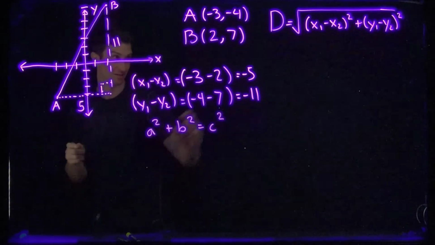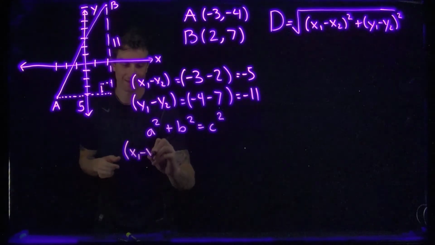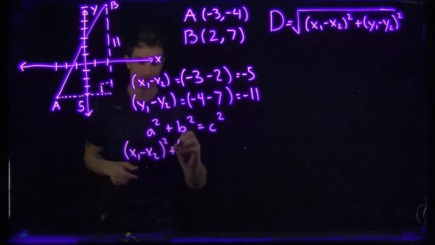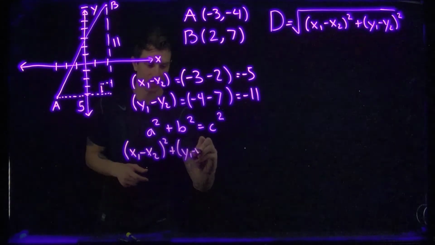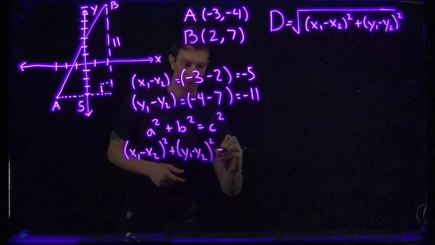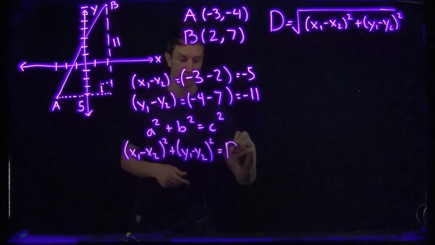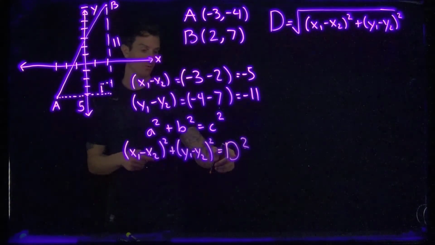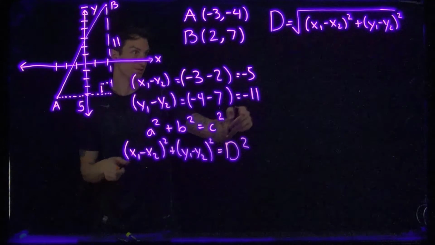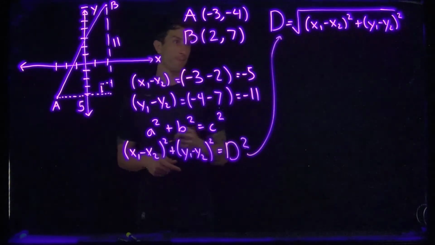So again, I'm just going to line everything up so you can see it, right? This is x1 minus x2 squared, that's what ends up being a squared, plus y1 minus y2 squared. This is what ends up being b squared, is equal to c squared, which is really your distance squared. And so if we want to solve for just distance and not distance squared, we take the square root. So it ends up being the same thing that we have here.